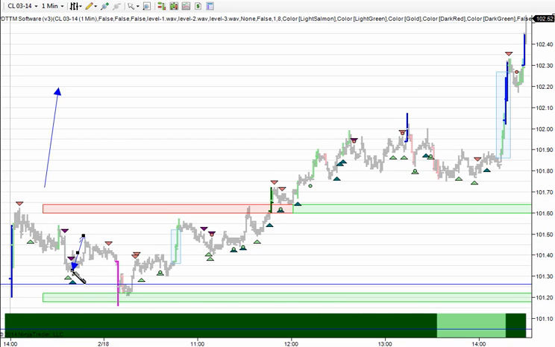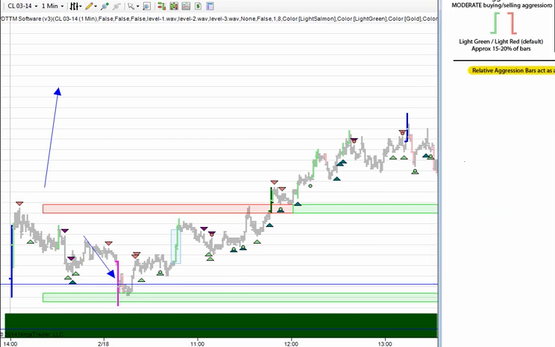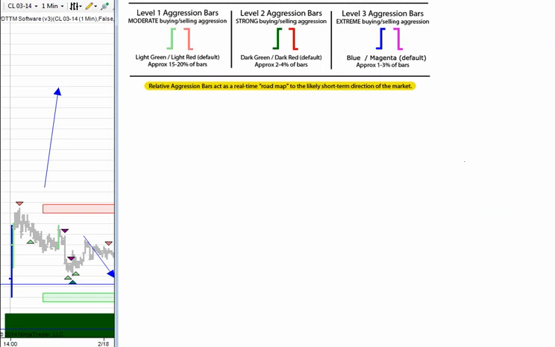Now what ended up happening an hour into the session or so is we made new lows by a few ticks on this level 3 or extreme selling aggression bar. Just to give you a little bit of background, these level 1, level 2, and level 3 bars are what we call aggression bars, and these are looking under the surface of the market. It's like looking at the brake pedal and the gas pedal on your car. So you can see when buyers or sellers are really stepping in, and are they stepping in strong? Are they stepping in an extreme manner?